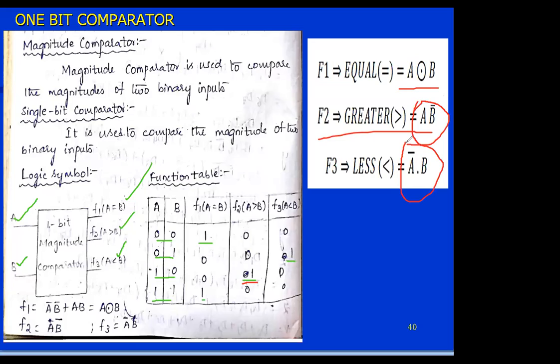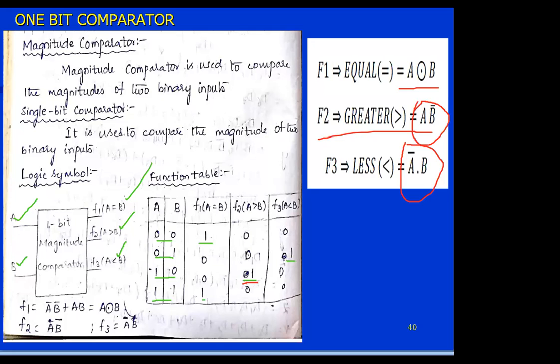Let us repeat the three formulas. For equality, A exclusive OR B. And similarly, when A is greater than B, A into B bar. Similarly, when A less than B, A bar B. This is for one bit comparator. Just observe the conditions, check.